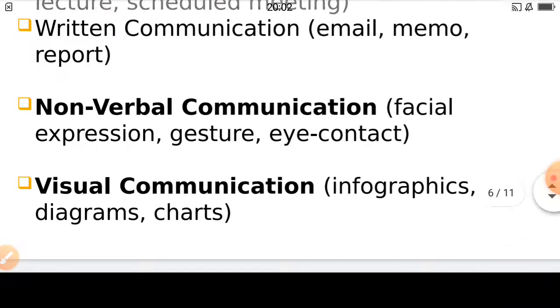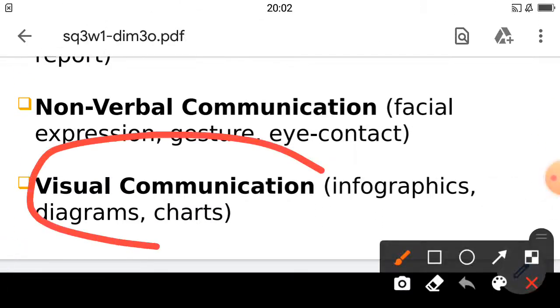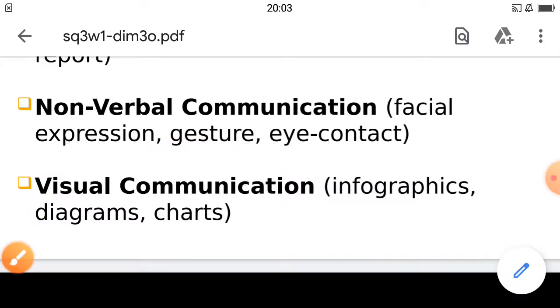So after non-verbal communication, we have the visual communication. Visual communication is a way to communicate ideas graphically in ways that are efficient and help to convey meaning more easily. Some of the common types of visual communication in the workplace include the use of infographics, diagrams, charts, maps, graphs in presentations. So these are all different types of visual communication.